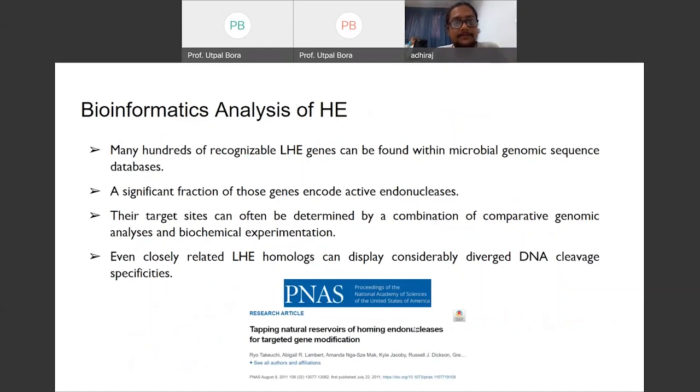Many hundreds of recognizable LH genes can be found within microbial genomic sequence. They said these things in this paper. A significant fraction of these genes encode active endonucleases, right? Their target sites can often be determined by a combination of comparative genomic analysis and biochemical experimentation. Even closely related LHE homologs can display considerably diverse DNA cleavage specificities. Of course, this is understandable from what we saw in the engineering part, right? We are just changing one or two amino acids and everything has changed.